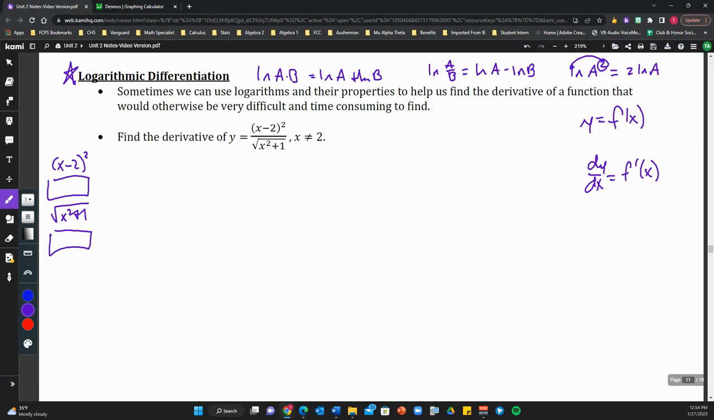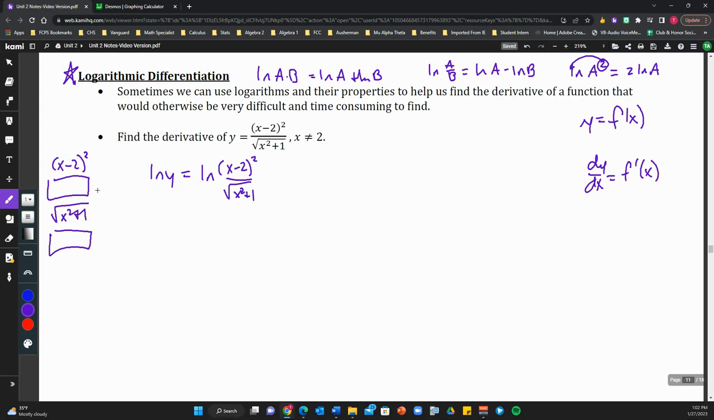method to help us. So to get started with the process, we need to actually make both sides of an equation the argument of a logarithm. Technically, it doesn't matter which base you use, but the rule for natural log is definitely the easiest, so that's what we're going to use. So if we do that, then what we end up with is natural log of y equals natural log of all this stuff. So x minus 2 quantity squared over square root of x squared plus 1.